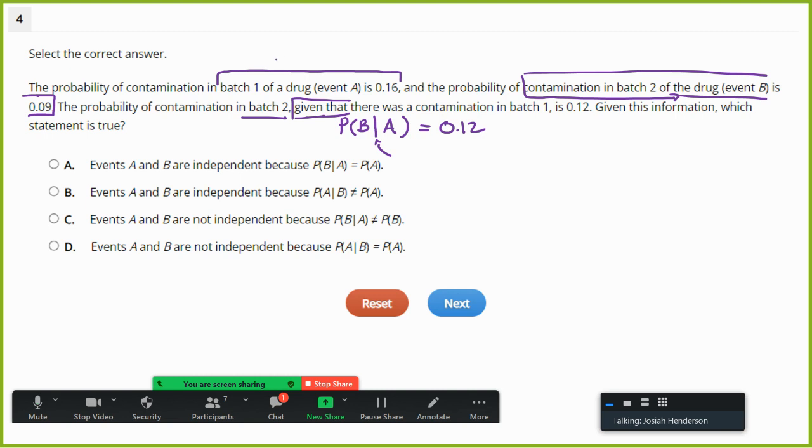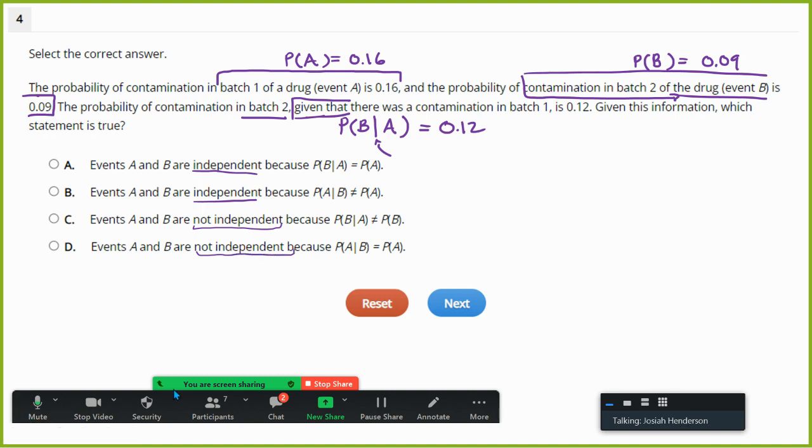So they're telling us three pieces of information. Looking at event A at the top, probability of A is 0.16. Probability of B alone is 0.09. And then the next part is probability of B given A is 0.12. We have to determine, are these independent or dependent? They're saying not independent because of, and then we have to have a reason for that.